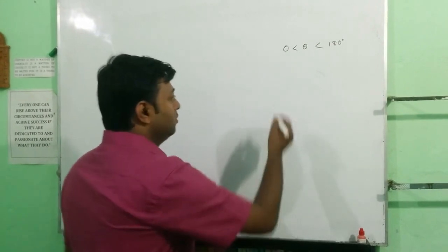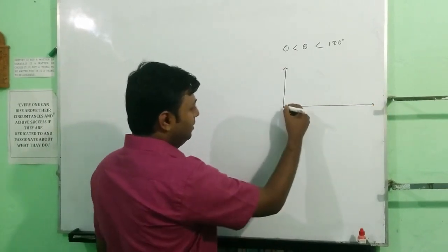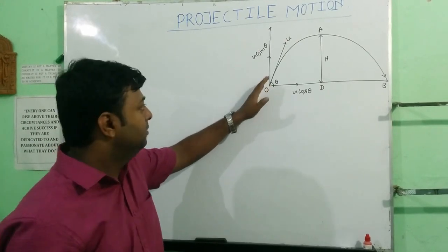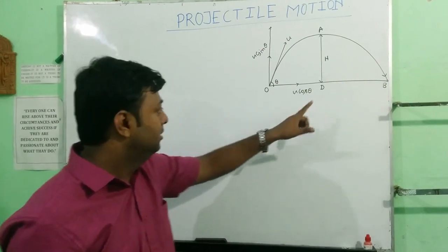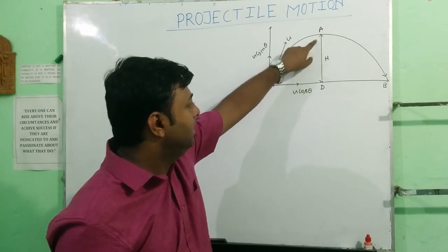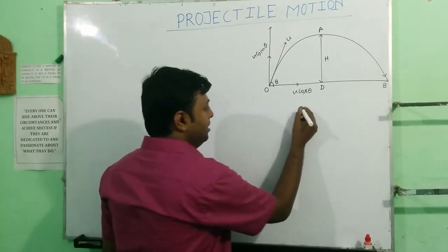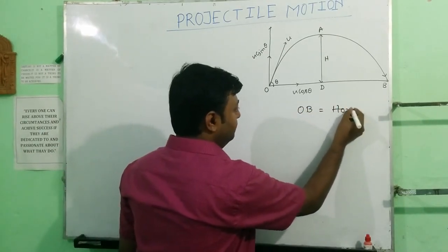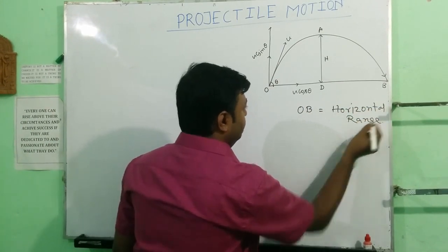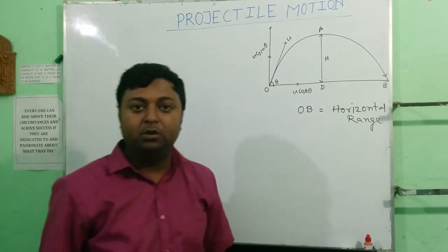Point O is called the point of projection. The particle is projected at an angle theta and moves in a parabolic path. Point A is the maximum height. AD is the maximum height and OB is the horizontal range. U is the initial velocity, the velocity of the projectile.